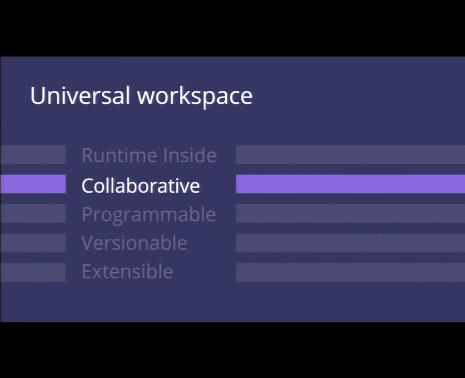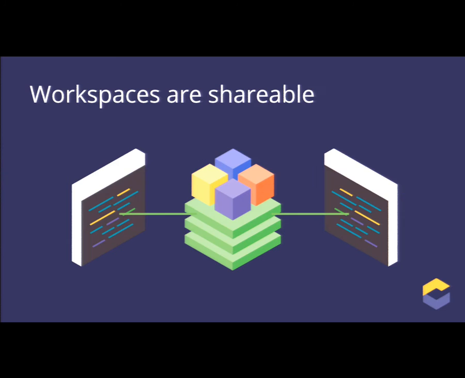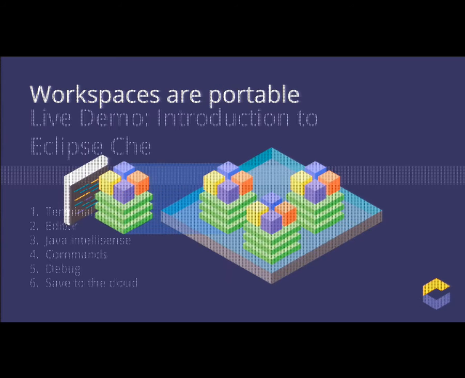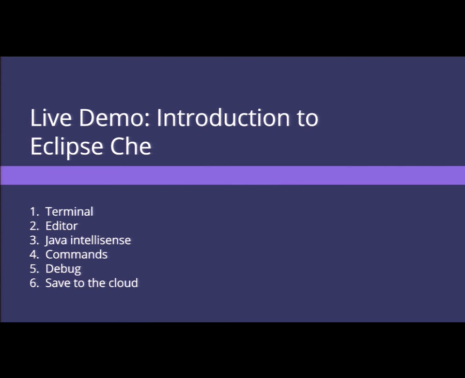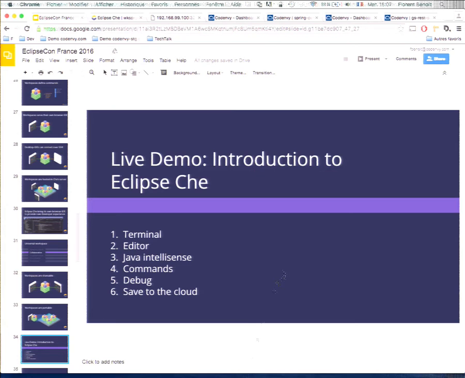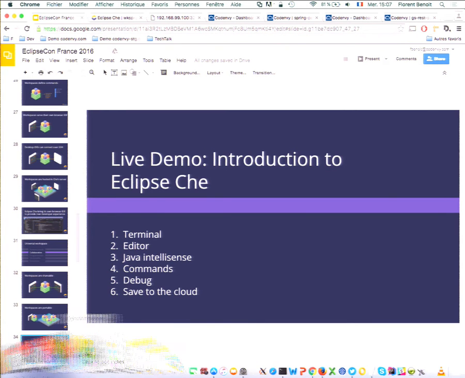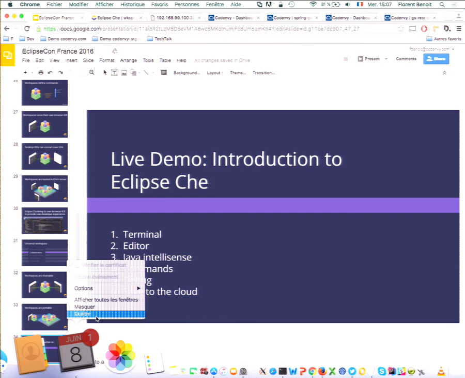Okay, so the universal workspace will also be collaborative, because as it is running on the web, we will be able to share them and make them portable. So we will be able to make them run on other workstations without having to install anything on the other workstation. So that is the promise. And we are going to do a small demo where we will show you the various features of Che.